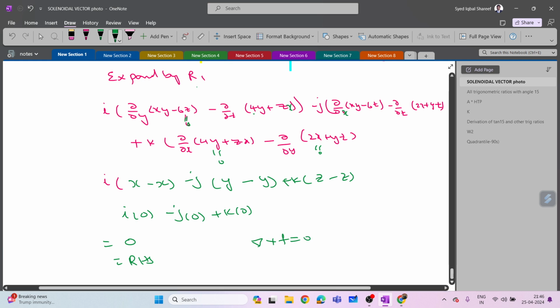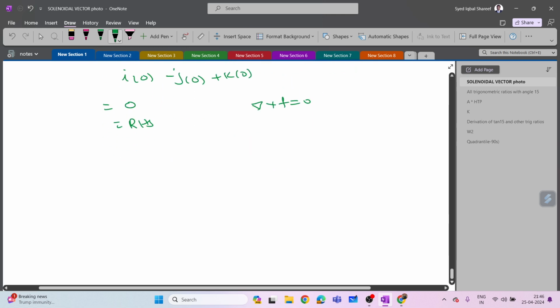One example we have done. One more example we will do.